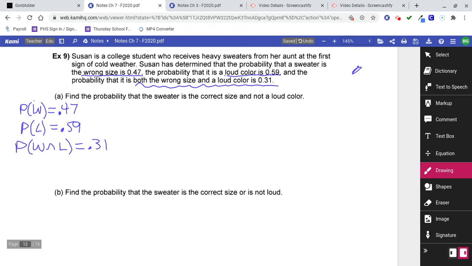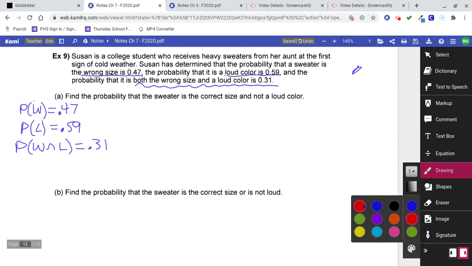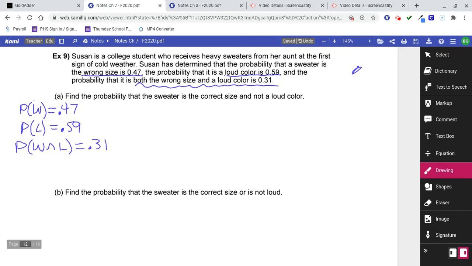So I start by just writing down, kind of summarizing the information that I'm given. A lot of the times I can use a formula like the union rule, or I can draw a Venn diagram, or one or the other is what I'm probably going to have to do. And then I look at what they're asking me again. Find the probability this sweater is the correct size and not a loud color.